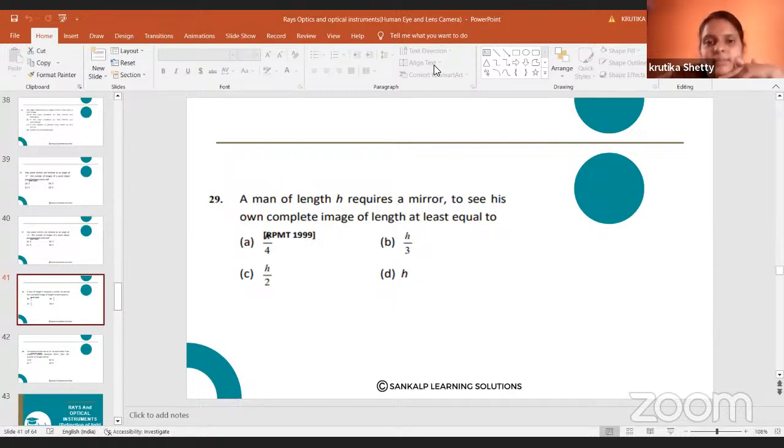Is it one-third, or one-half, or the same height? Yes, very good. Correct here, students. That is option C is correct.